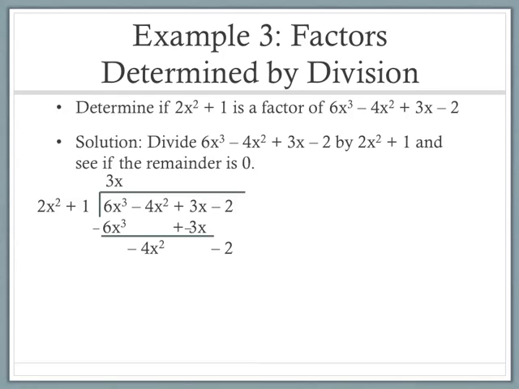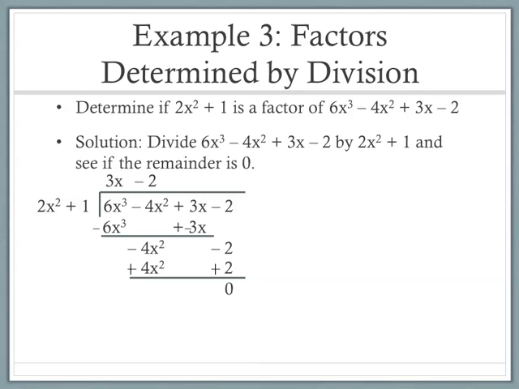That 3x and the minus 3x cancel, bring down the minus 2. And then let's do division one more time. So what times 2x squared will give me negative 4x squared? That would be negative 2. We multiply, so we have negative 4x squared minus 2. And we subtract, so change those signs, and this ends up being 0.